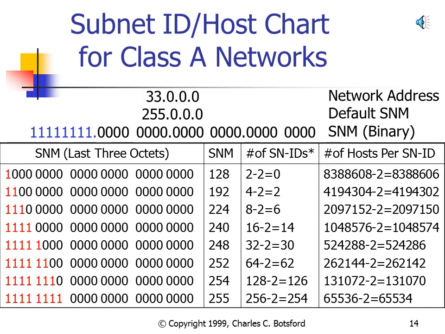Now this is a similar subnet ID host chart, but in this case it's for a Class A address. Now remember, in a Class A address, and I've listed one here, 33.0.0.0, the default subnet mask is 255.0.0.0, because in a Class A address only the first octet is the network ID and the last 3 octets are dedicated to host IDs.